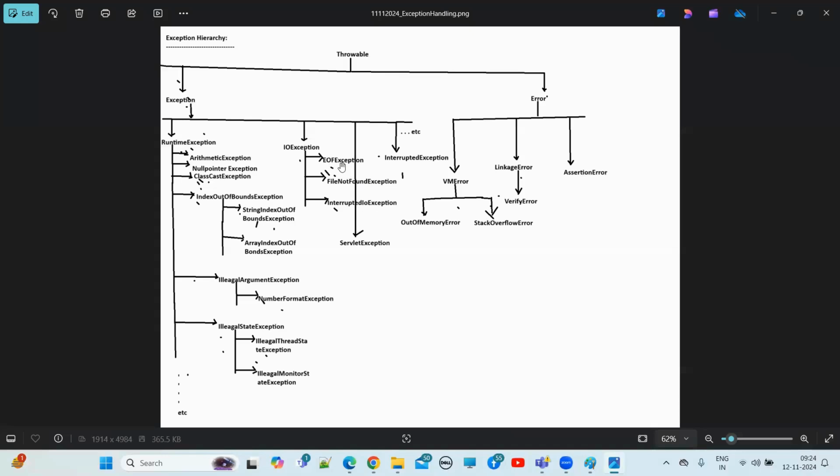End of file exception is checked exception or unchecked exception? Checked exception. File not found exception is checked exception or unchecked exception? Checked exception. Interrupted IO exception is checked exception or unchecked exception? Checked exception. Now, all these are child classes of IO exception or not?